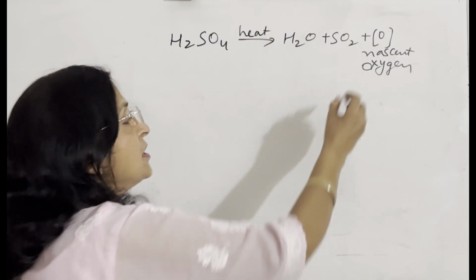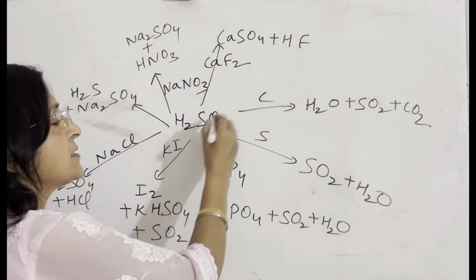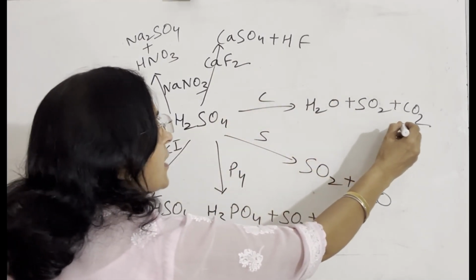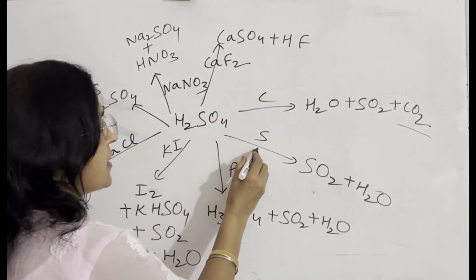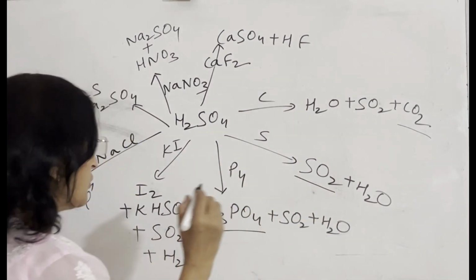Sulfuric acid acts as an oxidizing agent because on decomposition it produces nascent oxygen. This nascent oxygen is produced, therefore it acts as an oxidizing agent. Sulfuric acid oxidizes carbon to carbon dioxide. Sulfuric acid oxidizes sulfur to sulfur dioxide. Sulfuric acid oxidizes phosphorus to phosphoric acid.